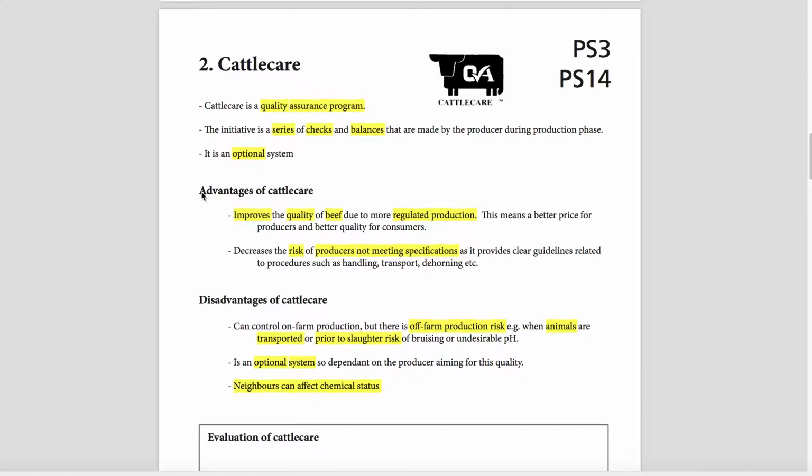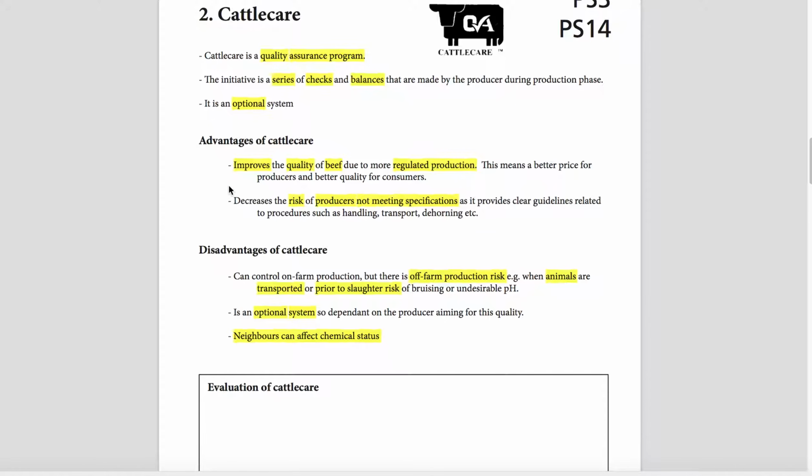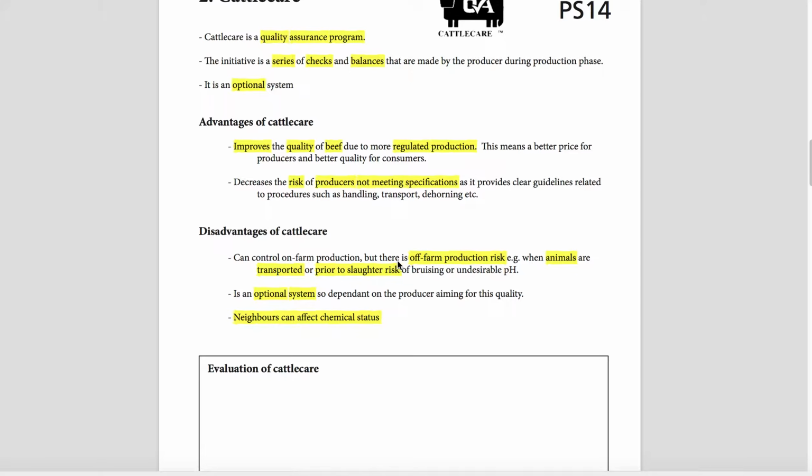It's an optional system, so because it's not mandatory, it doesn't really have an effect on the whole industry. But cattle care does produce better quality animals. So it is a way of assessing your production and making sure your production is following the best way possible of producing beef to produce the best quality animals. So it improves the quality of the beef due to a more regulated production process. It decreases the risks of producers not meeting market specifications.